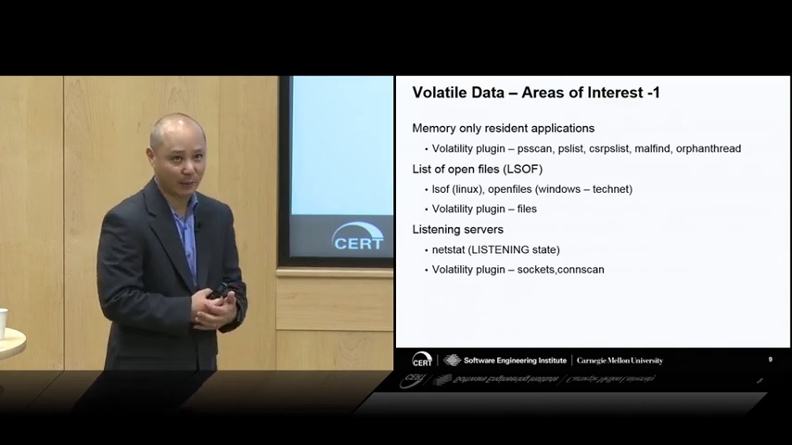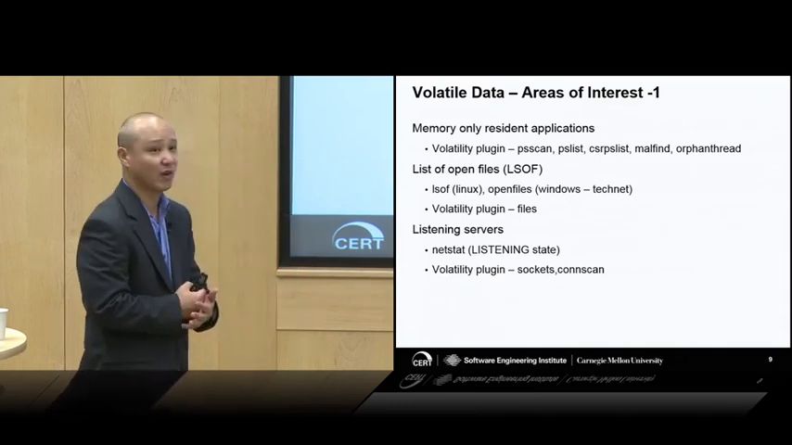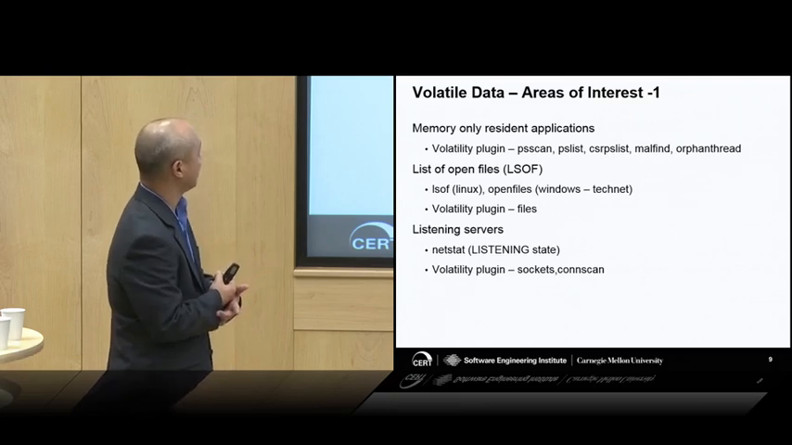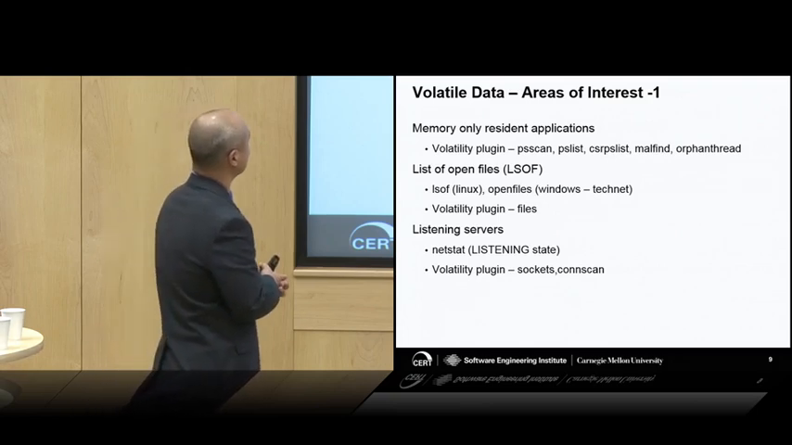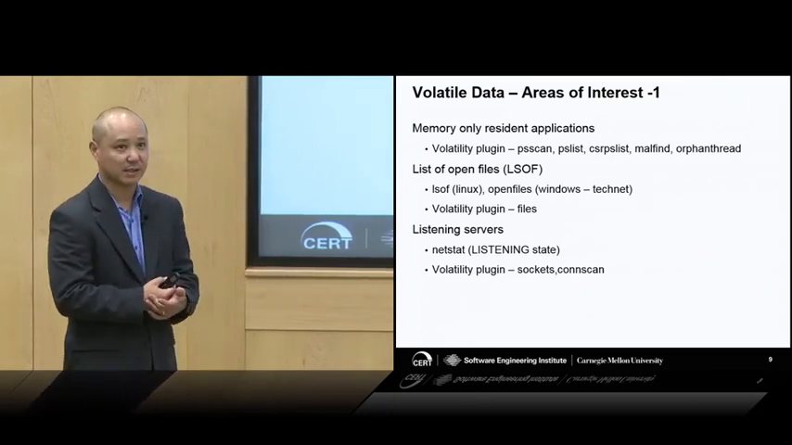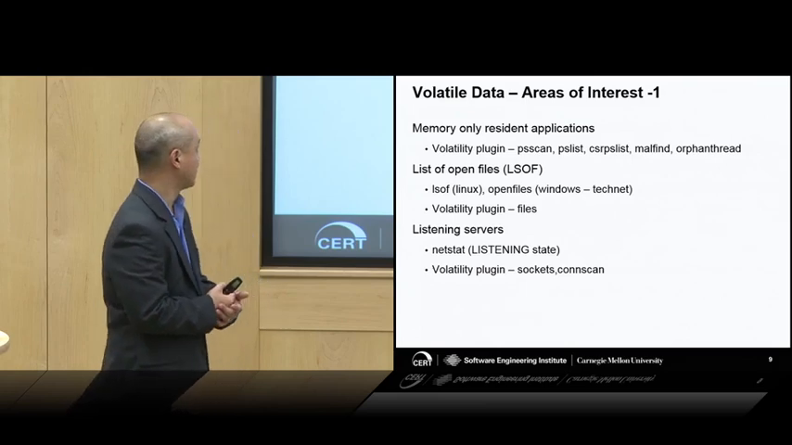And the lsof that we talked about earlier is the list of open files. That's a Linux term, generally. Windows uses open files. And then Volatility has a plug-in, and it's simply called Files, that helps you find what's open.